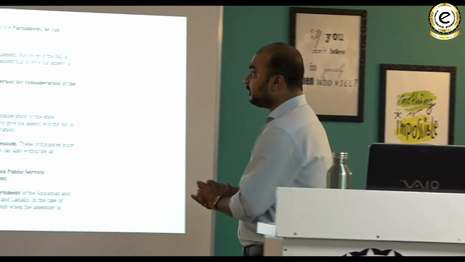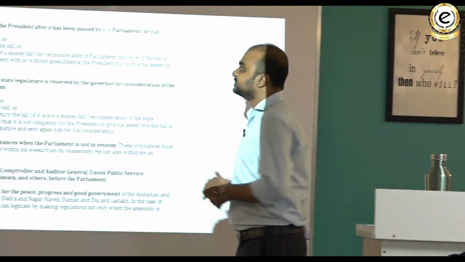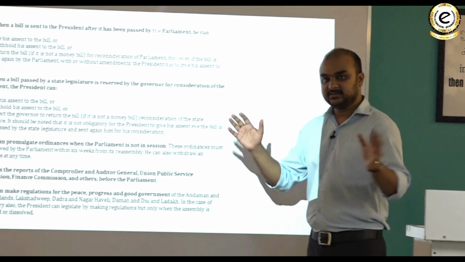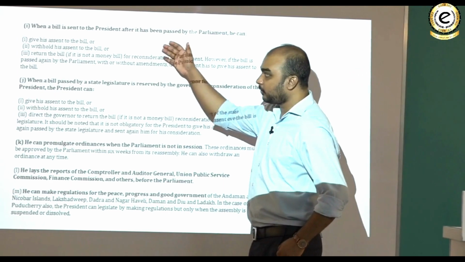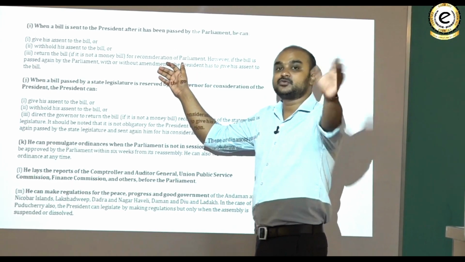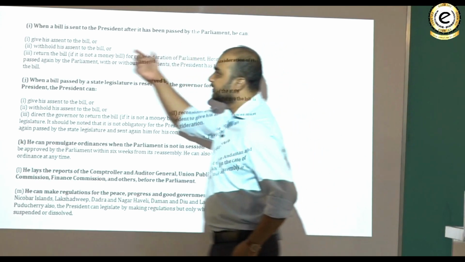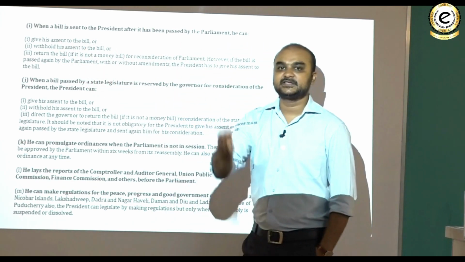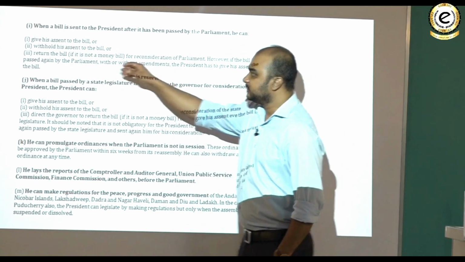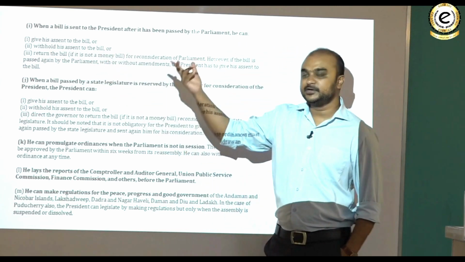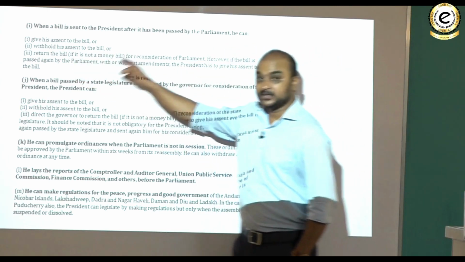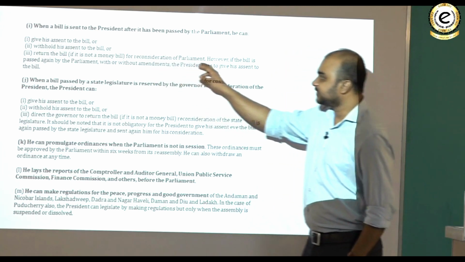Now, when a bill is sent to the President after it has been passed by the Parliament, he has the following options, but all options are not open with respect to all bills. For ordinary bills, all options are open. And what are they? Give his assent to the bill. The moment he gives his assent, it becomes a law. Withhold his assent to the bill, which is an absolute veto. Return the bill, if it is not a money bill, for the reconsideration of the Parliament.